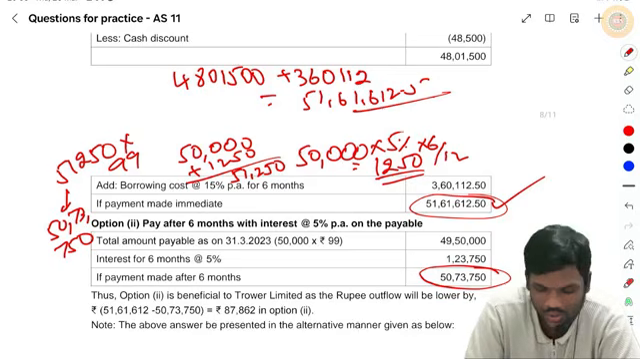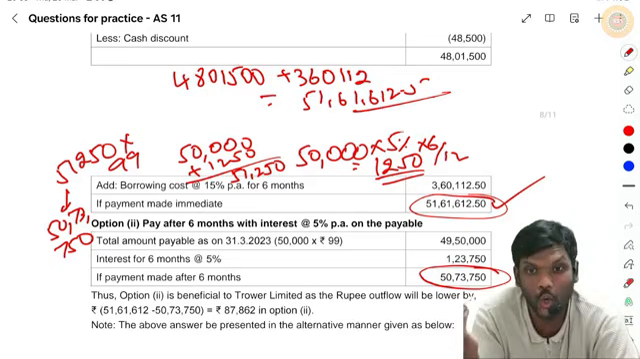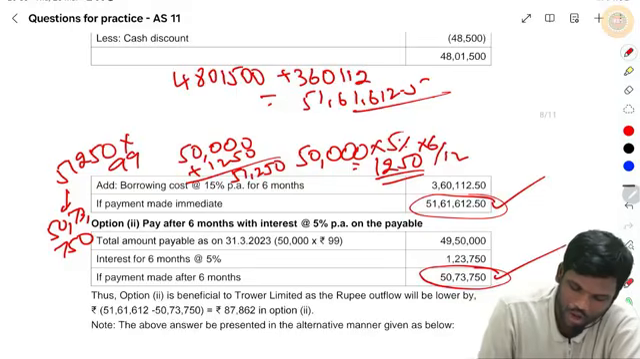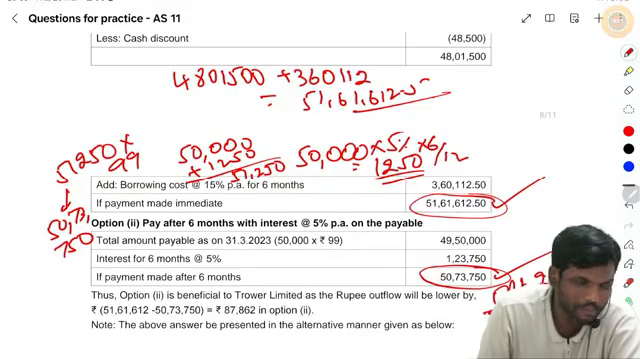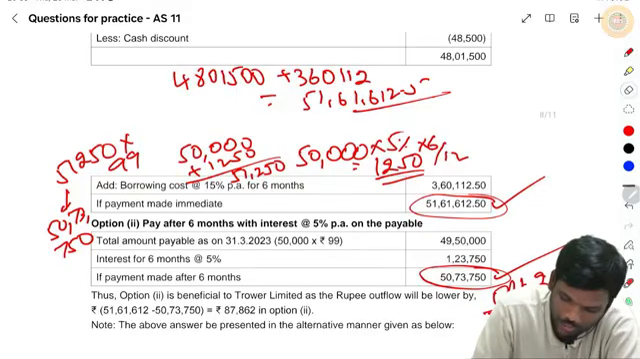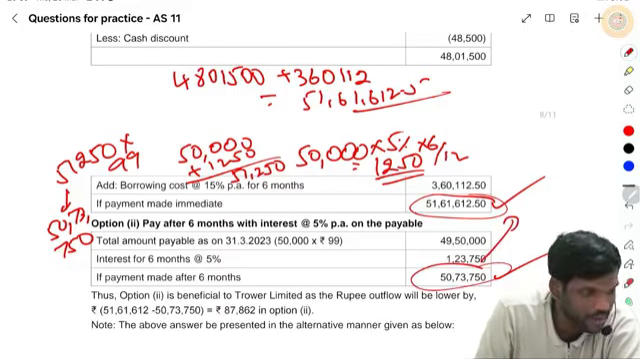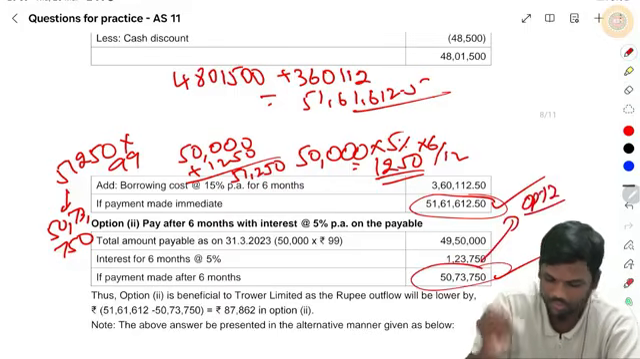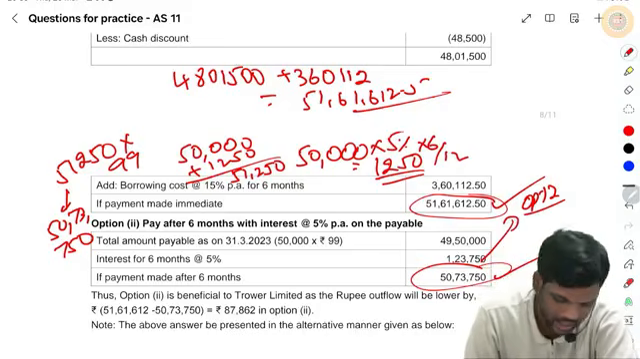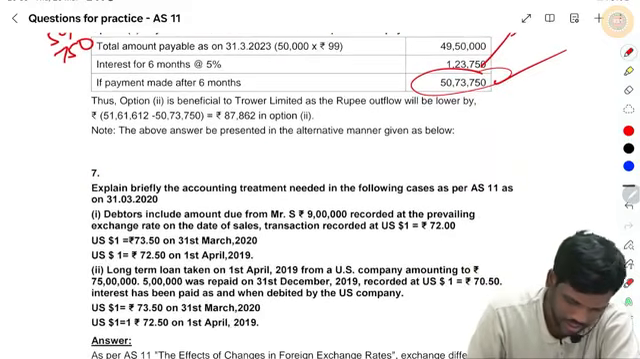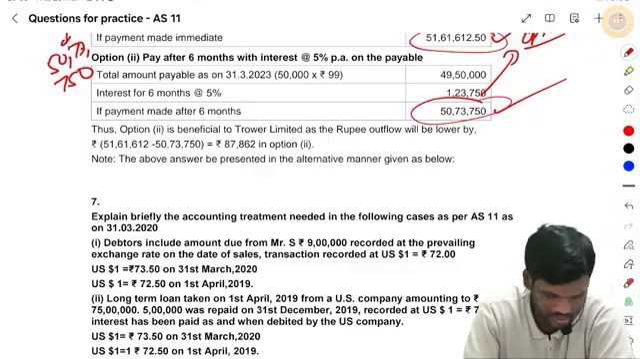Now obviously which one you will choose? The option which is giving a lower cash outflow, which is my option 2. So my company should go with option 2. This is what this question is asking. It is a past examination question, so you can go through this once.